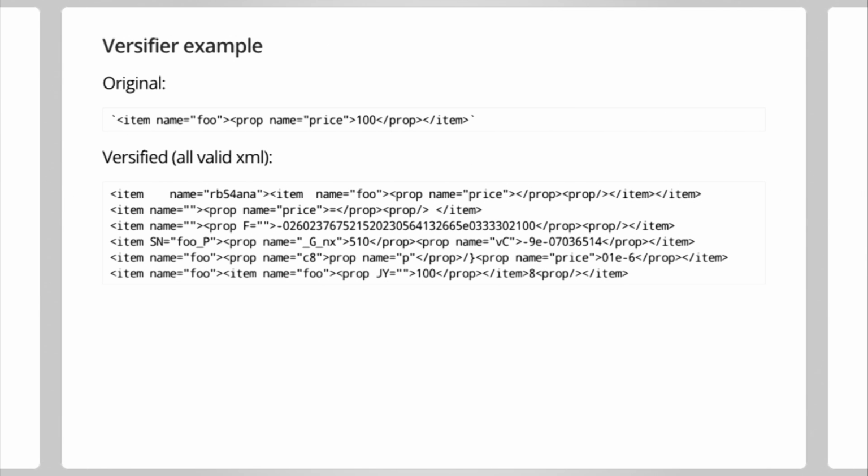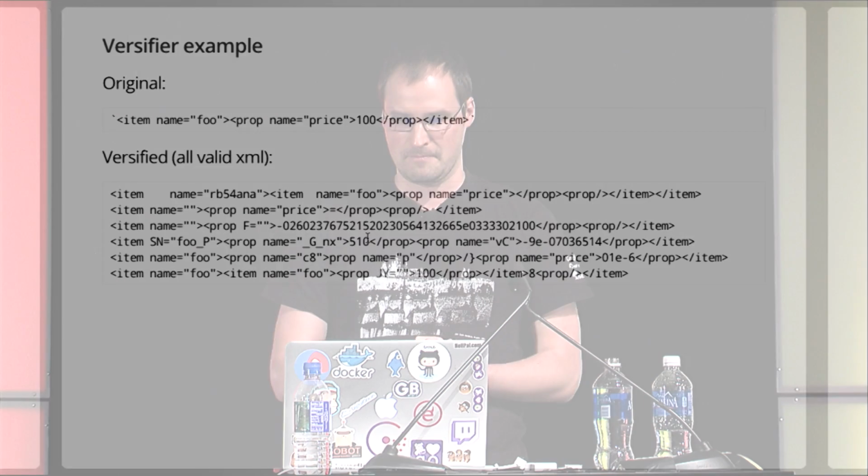So here you can see a set of real outputs of Versifier for the given XML. And I've checked that those are actually all valid XML, so they will pass through the parser and reach the rest of the program. And you can see all kinds of weird things here. For example, in the first input, it inserted a nested item element and then duplicated the property element here. Here it inserted a new attribute and so on, and inserted some weird numbers and changed the identifiers.